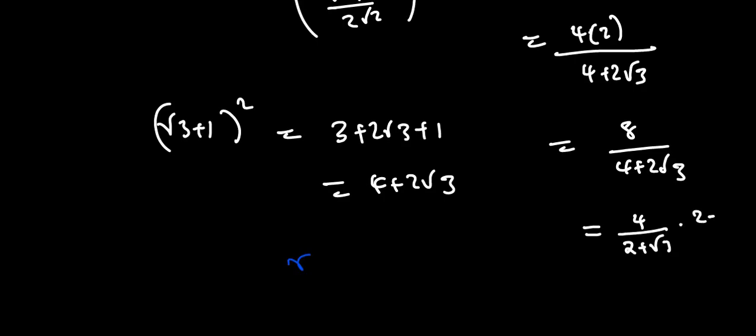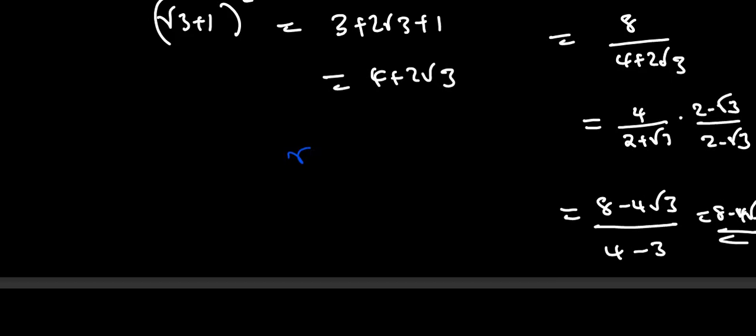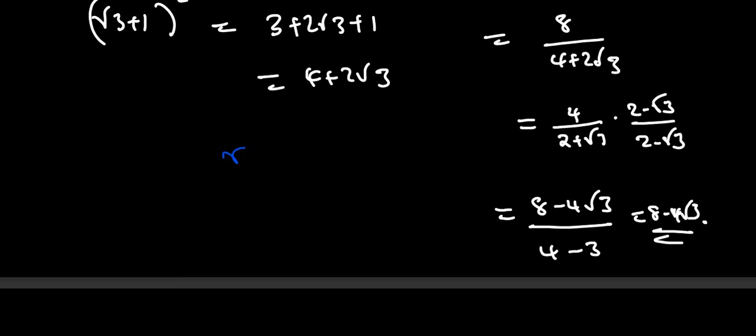Then here we can multiply with the conjugate, which is this, to rationalize the denominator. So this will just be 8, 4 root 3. Down, you're simply going to get a 4 minus 3. This is just a 1. So the answer is 8 minus 4 root 3. So this is what you get.